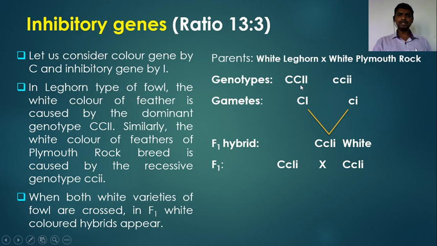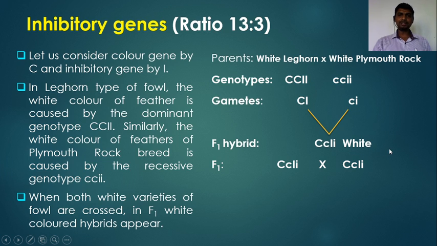So this is the genotype of the parents: capital CCII for White Leghorn, small ccii for White Plymouth Rock. The gametes produced by these parents contain the alleles capital C, capital I, and small c, small i. When these gametes fuse during fertilization, they produce the F1 hybrid having a genotype of capital C, small c, capital I, small i, and the phenotype is white feathered.